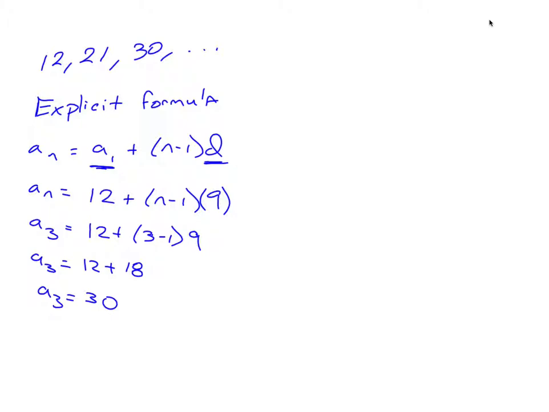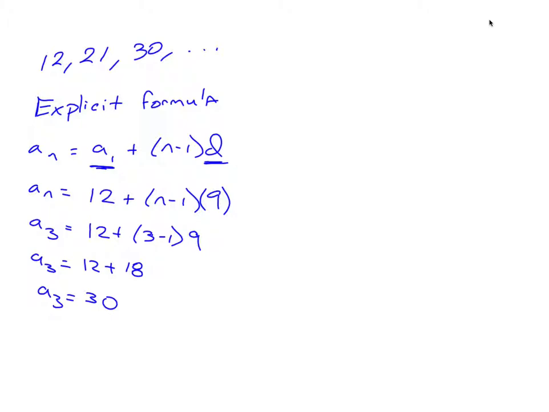Okay? Now, you don't have to do that every time. I was just showing you how we use our formula to produce a specific term, so I could get any term I wanted to. So if I wanted to find the 50th term, what would I do? Substitute 50 for n and then work it out.